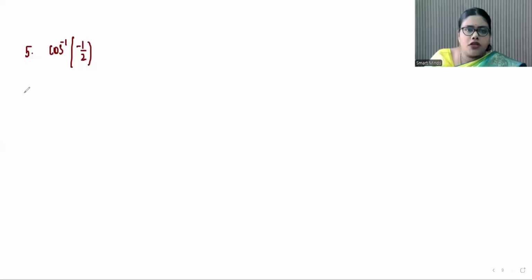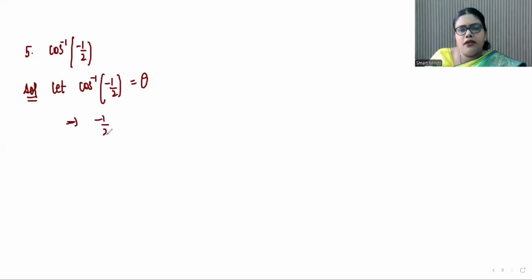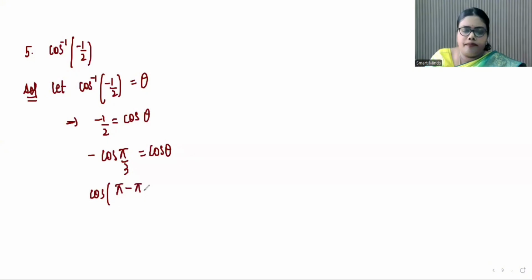Take the next question, cos inverse of minus 1 by 2. So let cos inverse of minus 1 by 2 is equal to theta. That means minus 1 by 2 can be written as cos theta. Now 1 by 2 can be written as cos pi by 3. That is equal to cos theta. Now minus cos theta can be written as cos 180 minus theta.